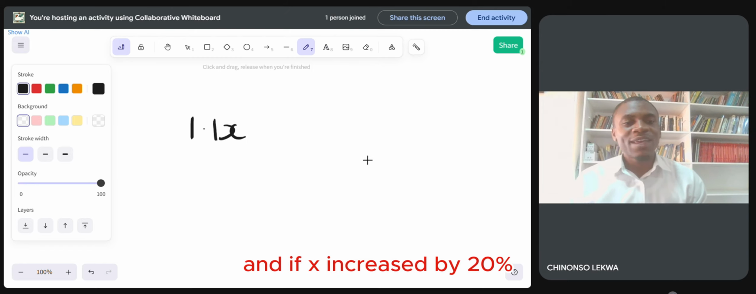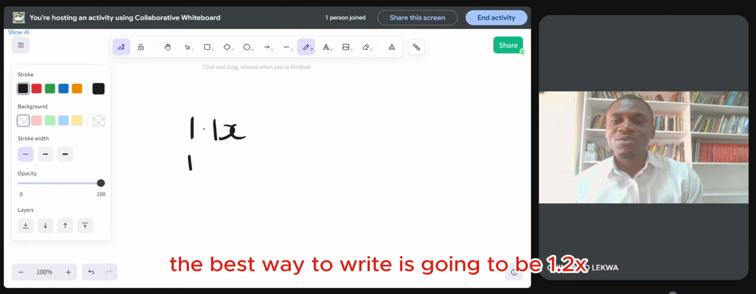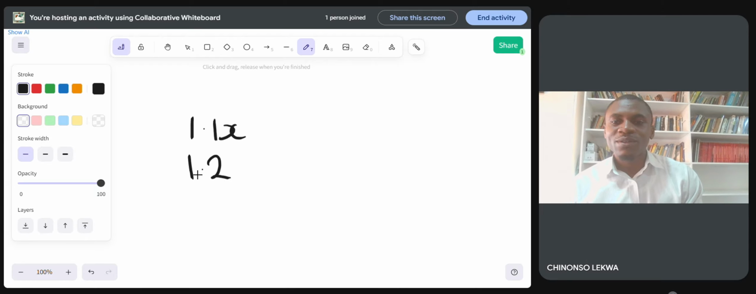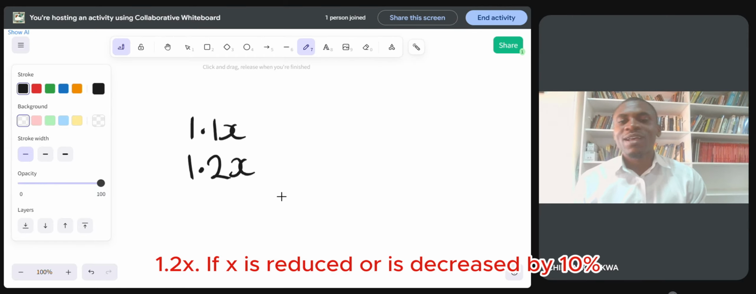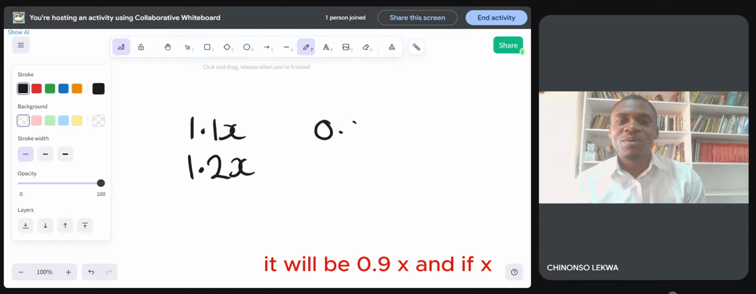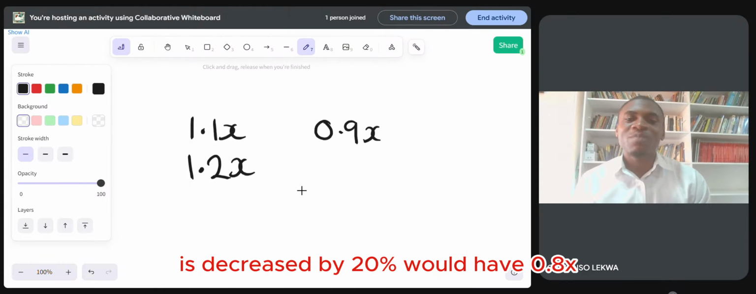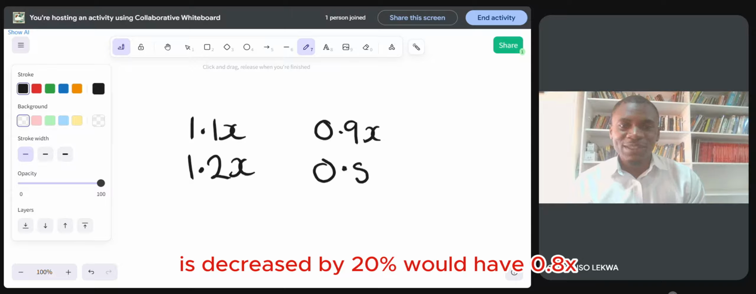1.1x. And if x increased by 20%, the best way to write it is going to be 1.2x. If x reduced or is decreased by 10%, it will be 0.9x. And if x decreased by 20%, we would have 0.8x.